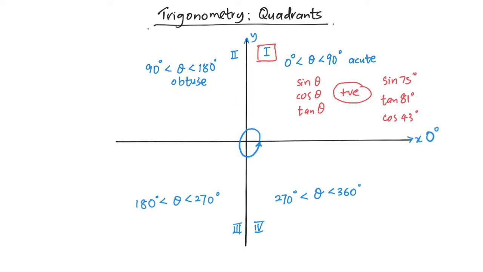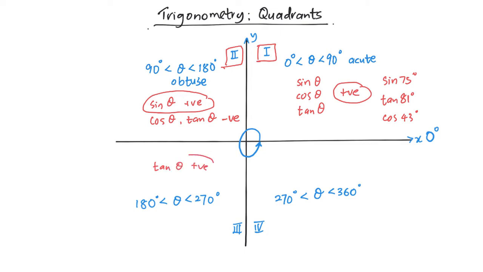In the second quadrant, this is where only sine will be positive. Okay, only sine will be positive. Cos and tangent will be negative. Okay, this is sine positive. Other than that will be negative. And third quadrant, this is where tangent will be positive. Okay, the sine and cos will be negative. And the fourth quadrant, this is where only cos will be positive, and sine and tangent will be negative.